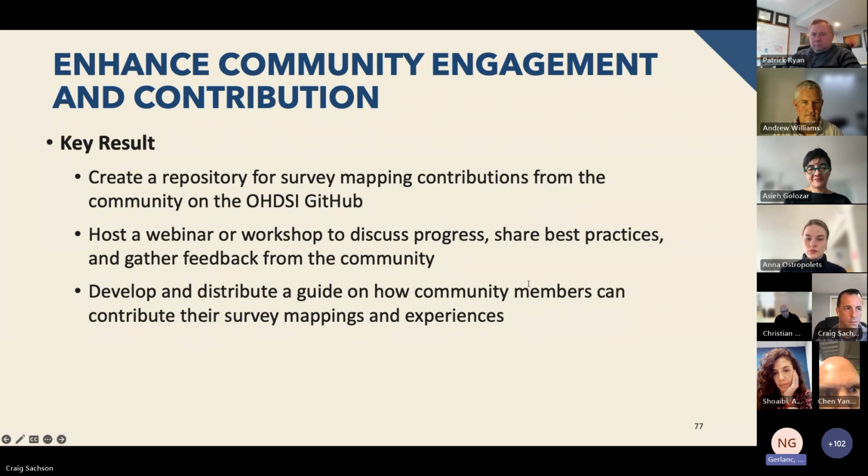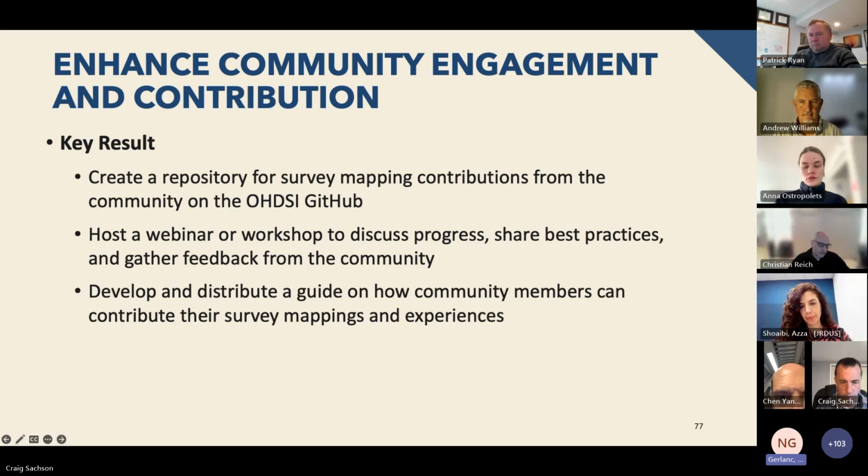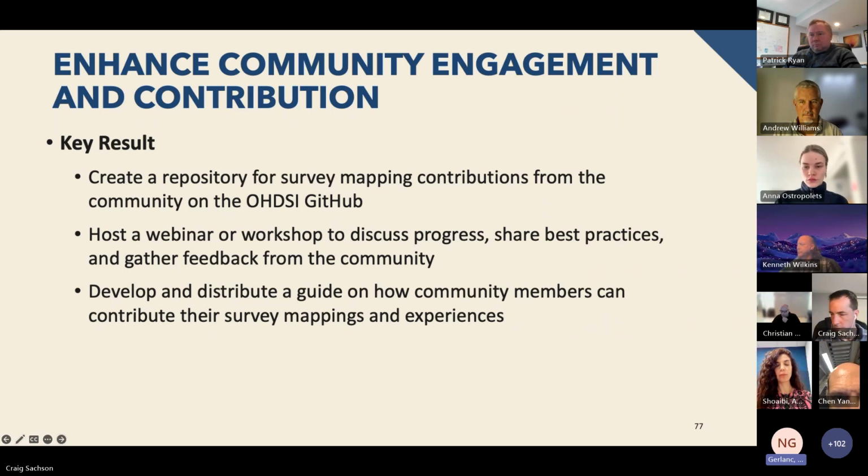Our other goal, and I've heard this from some other group leaders as well, is to continue to engage community contribution and involvement. So as we continue to develop, we'll have the ongoing goal of creating repositories for the mapping contributions or links to where other people have them. Eventually, we'd really like to do a webinar or workshop so we can discuss progress and share out best practices and get feedback, and also just make it as easy as possible for the community to interact with us. So as we get more experience, we'll put together some guides to help everyone share out with us. Next.